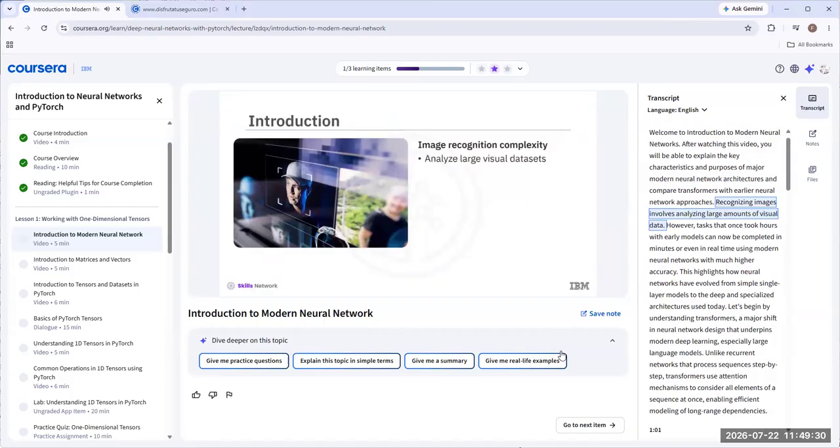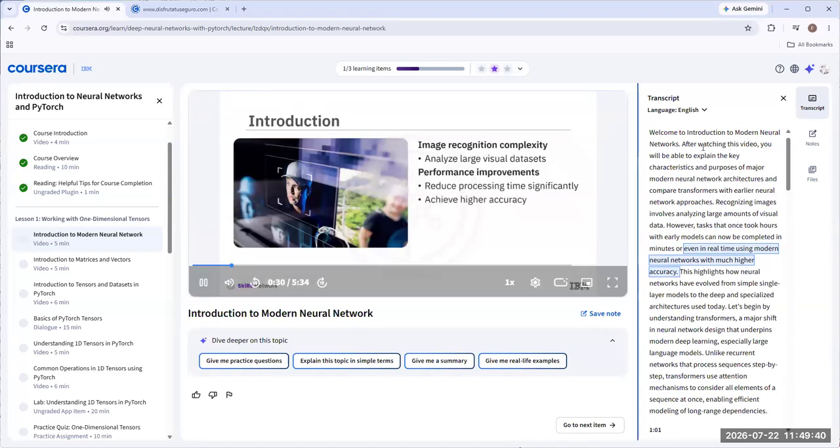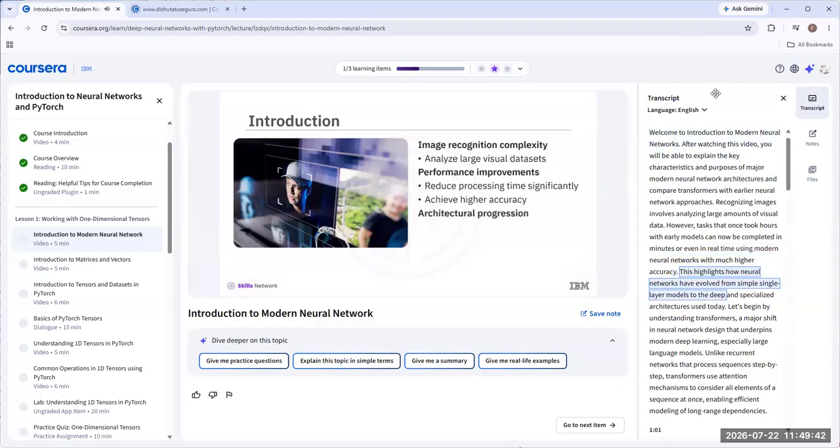Recognizing images involves analyzing large amounts of visual data. However, tasks that once took hours with early models can now be completed in minutes or even in real time using modern neural networks with much higher accuracy. This highlights how neural networks have evolved from simple single-layer models to the deep and specialized architectures used today.